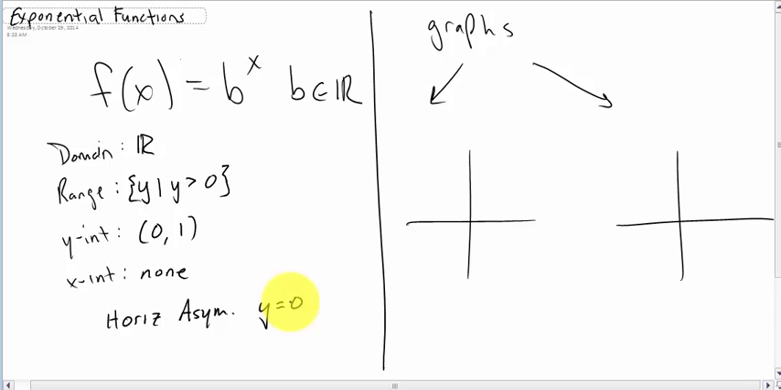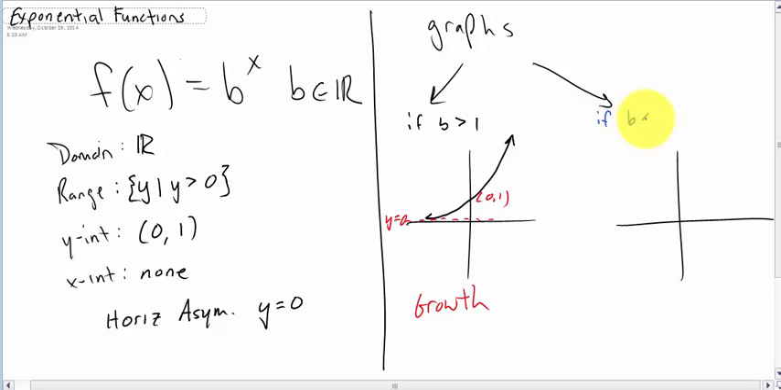For the graphs, notice I have two coordinate planes here because the graphs can look one of two ways. If b is greater than 1, we get a graph looking like that with our horizontal asymptote, y equals 0, our y-intercept of (0, 1), and we have growth. If the base is greater than 1, we have an exponential growth curve.